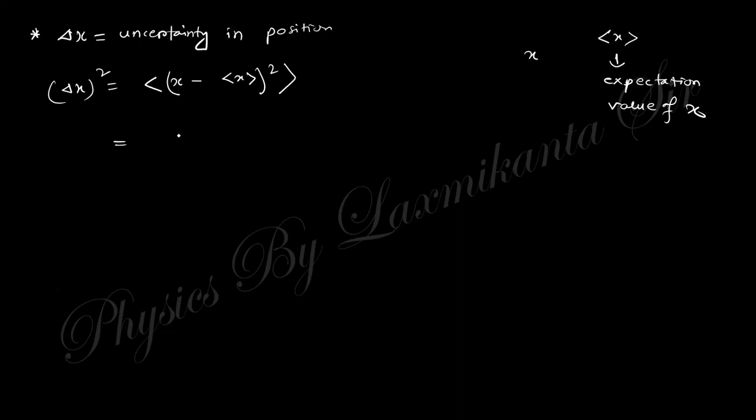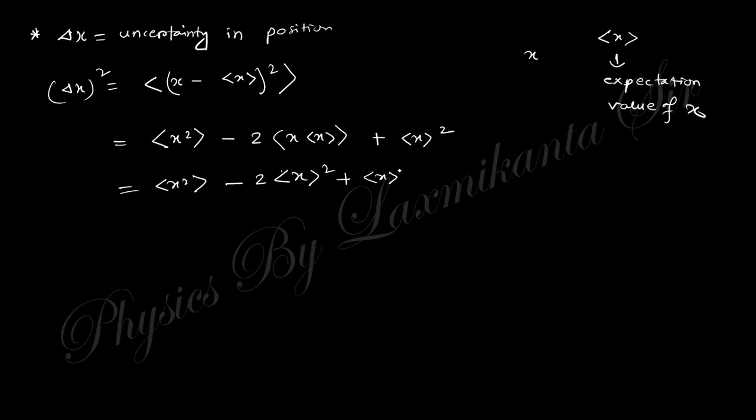So if you expand this one, you will get x square minus 2x expectation of x plus expectation of x square. So this gives you the expectation of this and this one, so this square plus this is the x expectation square. Finally you will get the expectation of x square minus the expectation of x, squared.